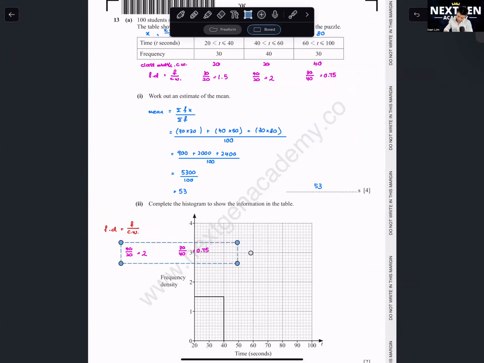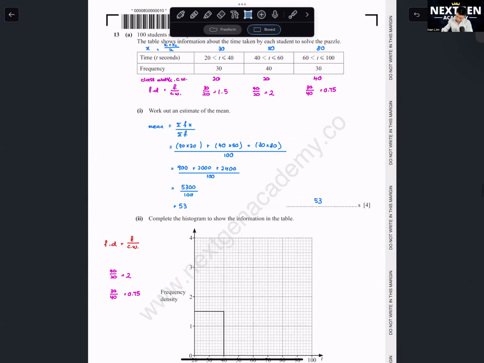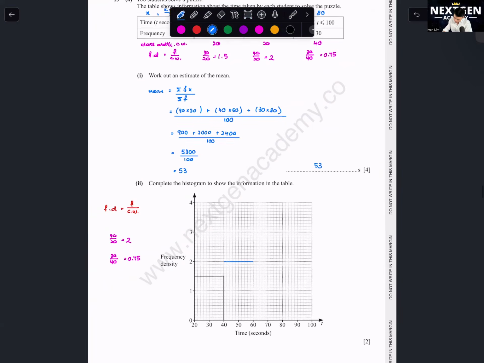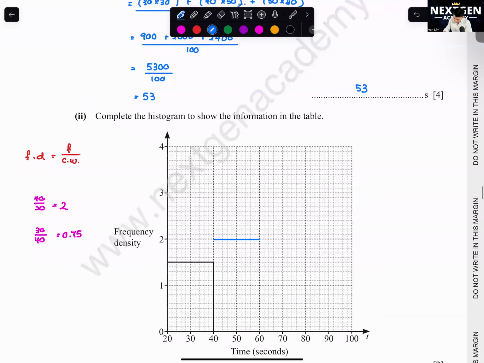Write this down somewhere over here. So these are the 2 that you need to sketch out. The 40 to 60, so 40 to 60 will be 2. Okay, this one here, 40 to 60 is 2. Then 60 to 100 will be 0.75, which is here. What I like to do also, this one you all use pencil. You also write down the value on top, so you can just double check the value to see whether you are doing it correctly.